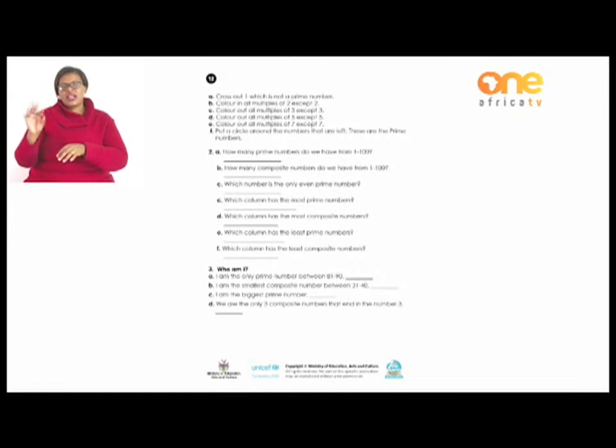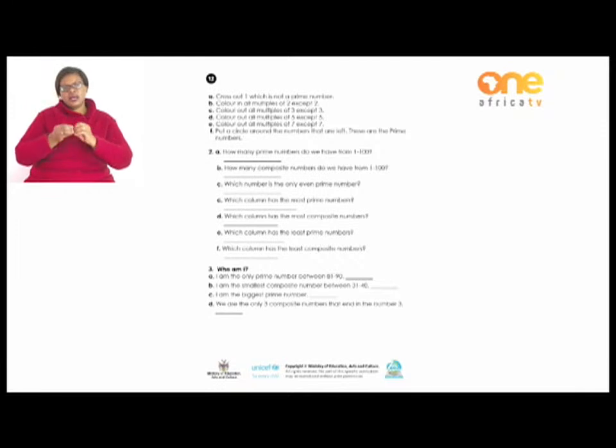B, I am the smallest composite number between 31 and 40. Which number do you think that is? So again, go back to your table and discover which number is the smallest composite number between 31 and 40.